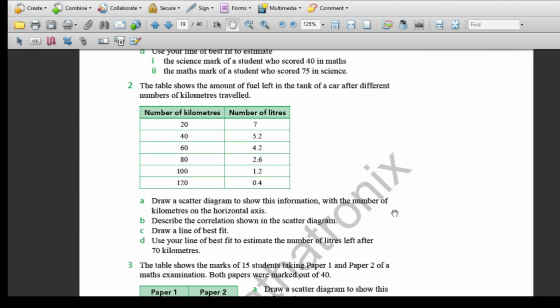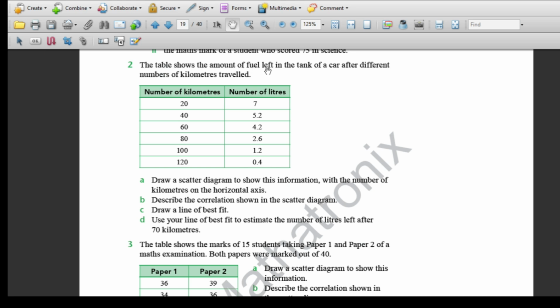Similarly, question number 2: the table shows the amount of fuel left in the tank of a car after different numbers of kilometers traveled. After traveling, the fuel is consumed, so the liters left in the tank are decreasing. After 20 kilometers, the fuel is 7 liters. After 40 kilometers, 5.2, 60 kilometers, 4.2, and after 120 kilometers, the fuel left is only 0.4 liters. So we have to plot this.